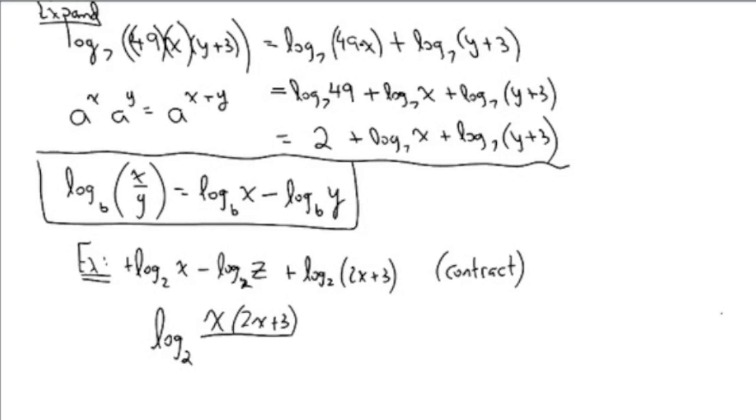That's how you're expanding if you're contracting. When you contract, you want to write it as one logarithm. When you expand it, you want to write it as multiple. Why don't you put the z and the 2x plus 3 together? You can't. The z is in the bottom. It's negative z. So it gets dropped.